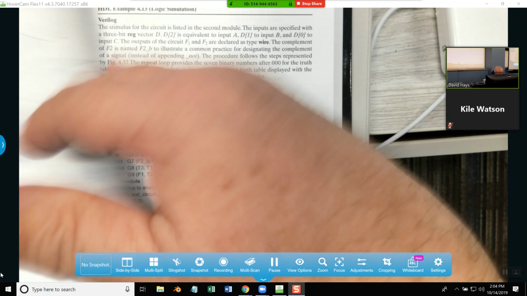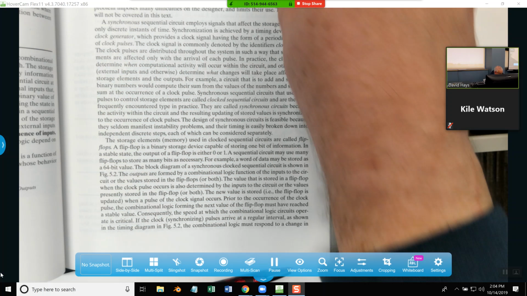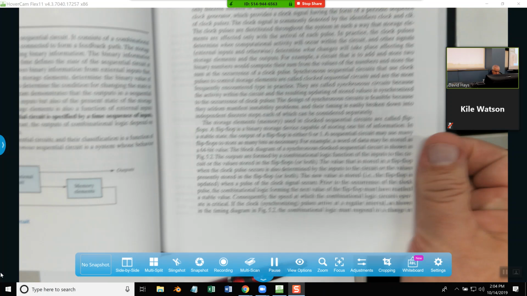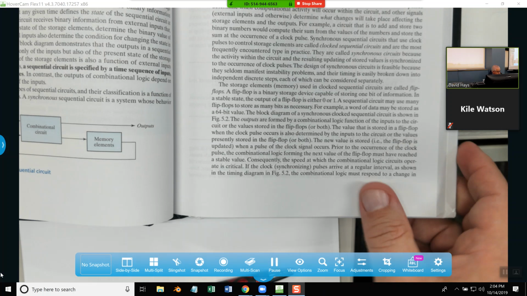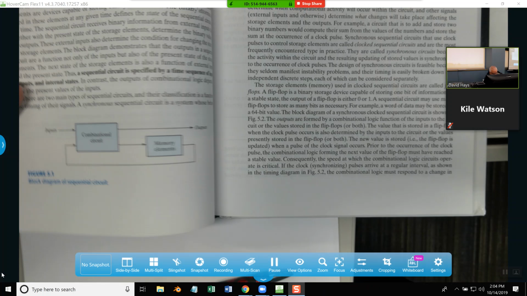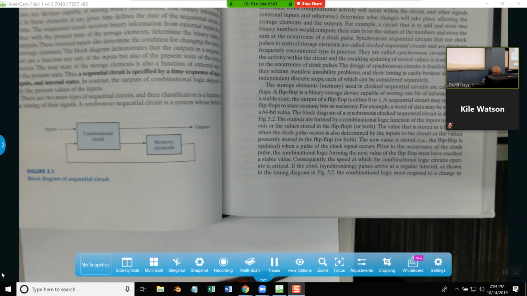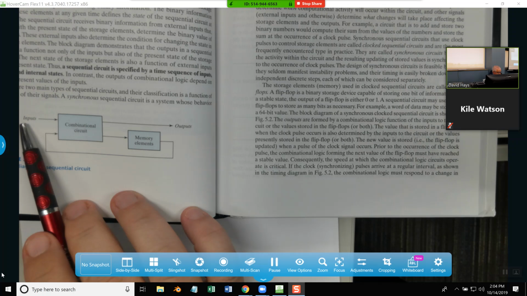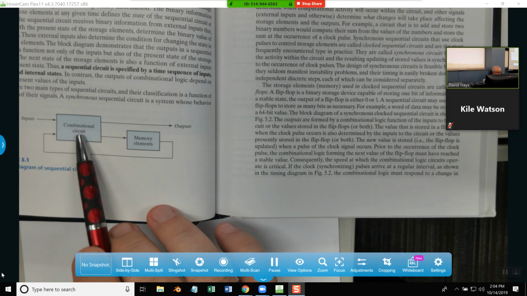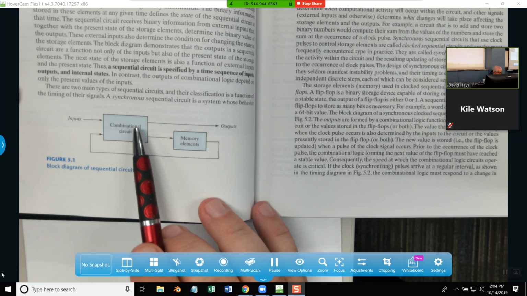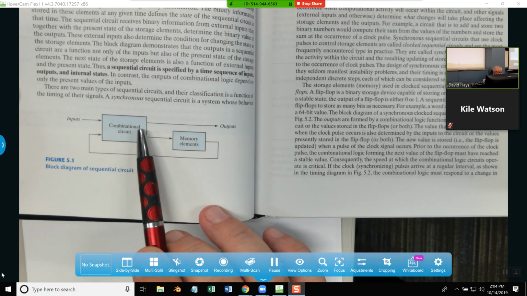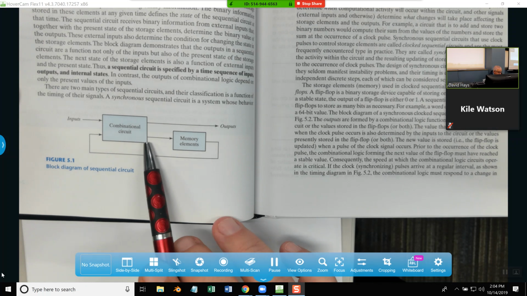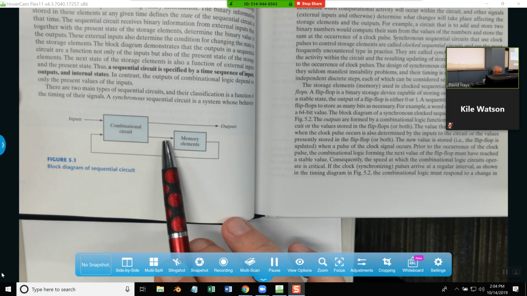If you're wondering what in the world they are talking about, over here you have your inputs coming in, and they go into this combinational circuit to help form its design, and you have outputs coming out. But then you also have an output coming out here that eventually comes back in as input. So it's a continuous feed to itself. So that's what they're referring to there.